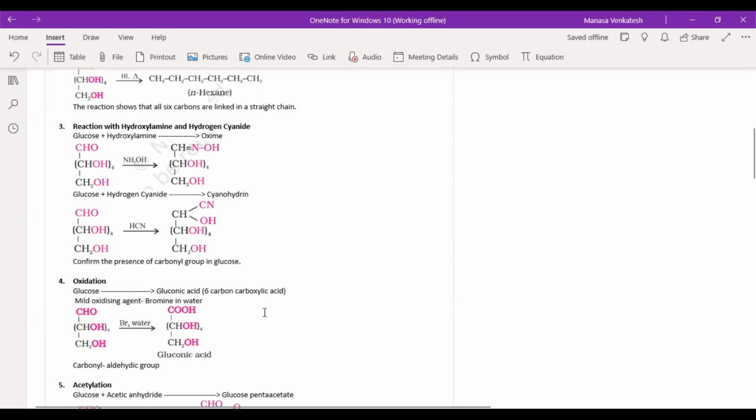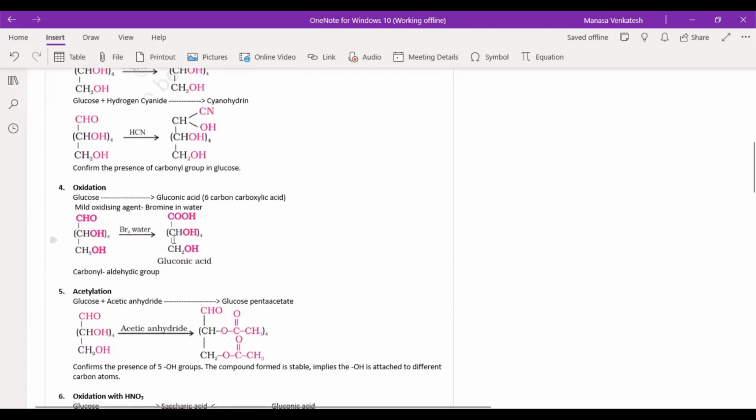So in that case, we were talking specifically about alcohols, right? But here, we're talking about an aldehyde group. So this aldehyde group is undergoing a reaction with a mild oxidizing agent. That's why the words mild oxidizing agent are very important. And it's leading to the formation of gluconic acid. And this shows that the carbonyl group is an aldehyde group.